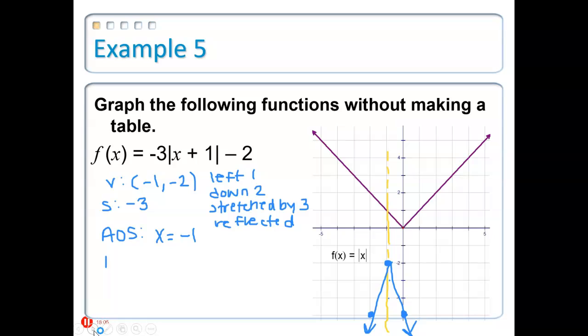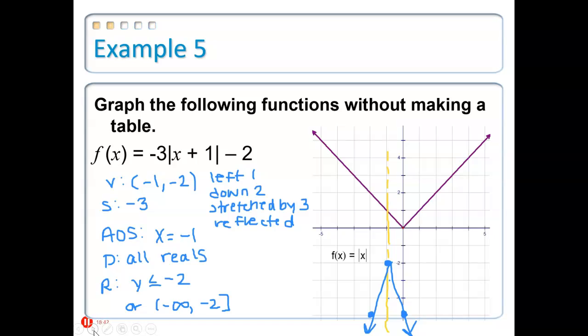So the domain remains all reals. The range, however, is flipped. So previously the y values were greater. Now my y values are less than or equal to that k value. So my y values are less than or equal to -2. Or you could say they go from -infinity to -2.